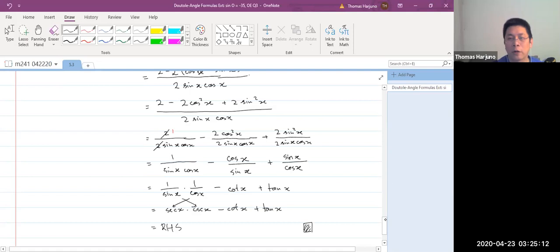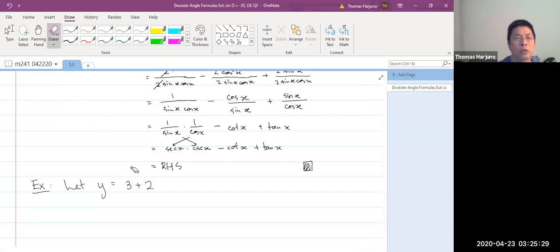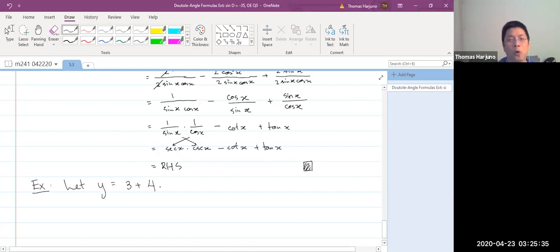Okay, I go further. The type of question you may not see in your textbook, but it's necessary. Let y equal 3 plus 4 sine squared x. And the main question is to graph it. But again, we never know how to graph anything with sine squared x though.